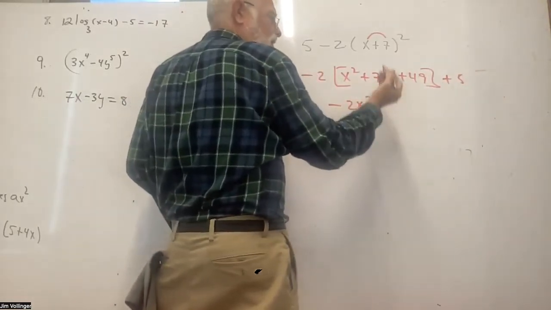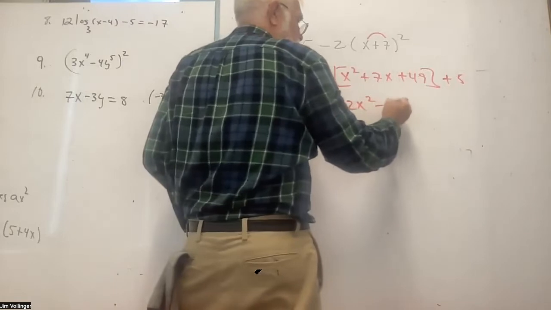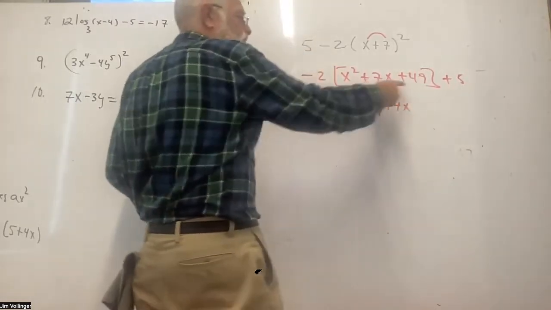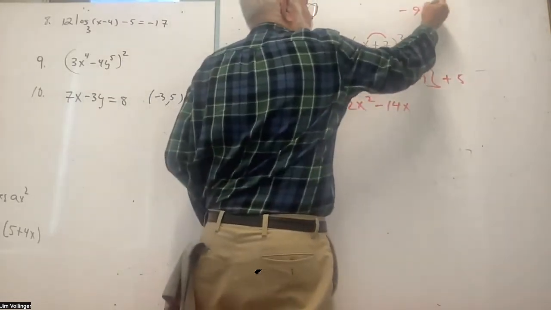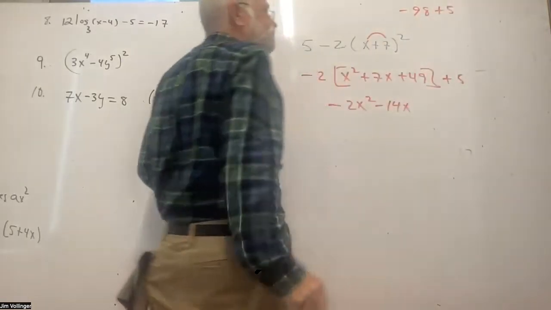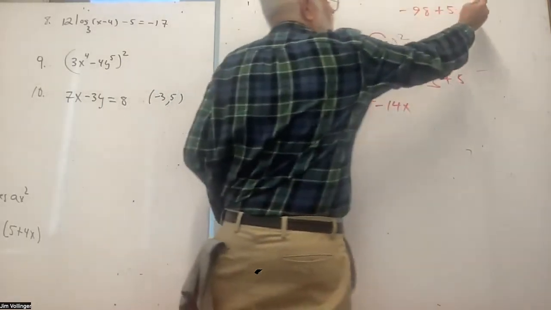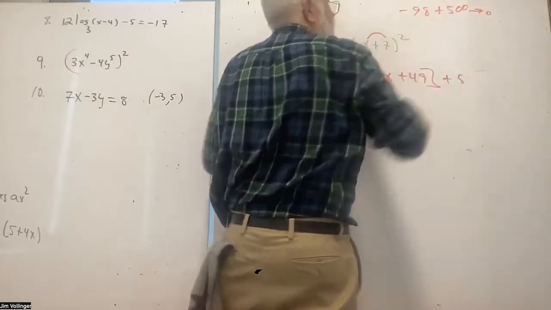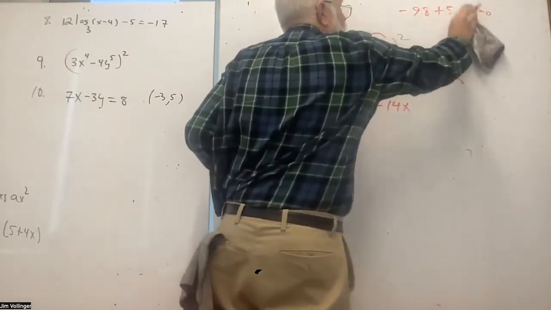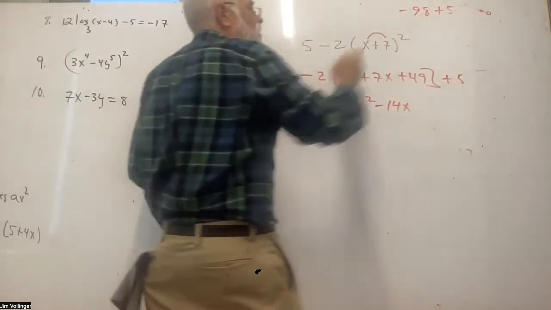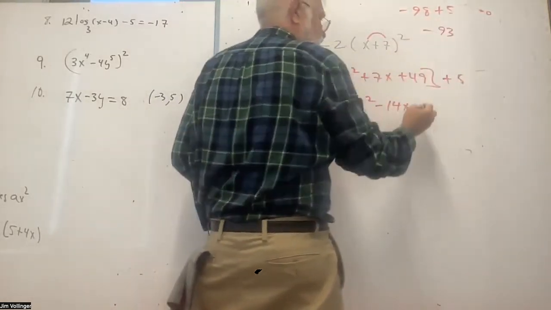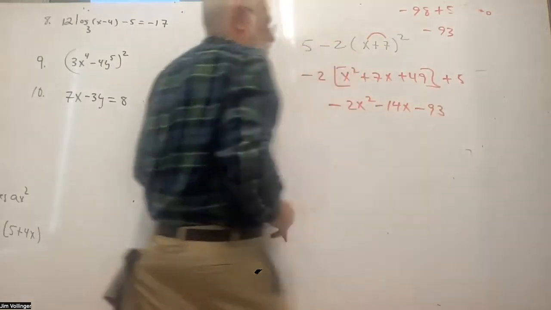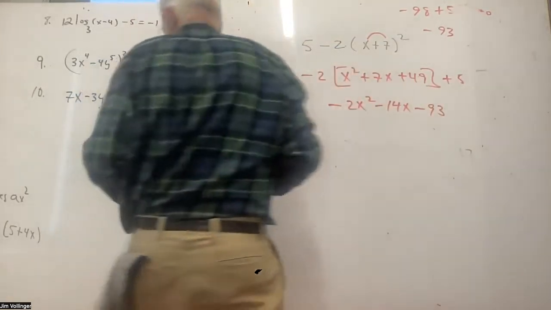Minus 2x squared. What a color this red is. Minus 14x minus 2 times 49 is minus 98 plus 5. I'm heading towards 0. The more I add, like 50, 500, I get past 0. So I'm going up. Going up means the negative is smaller. Negative 93 is what you want to be in. So that's that one.